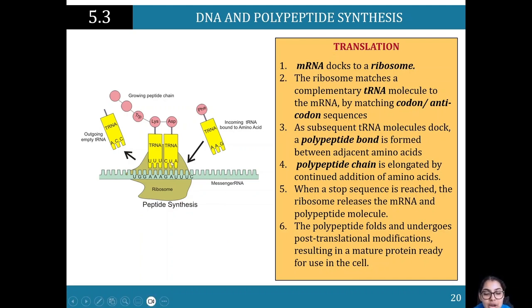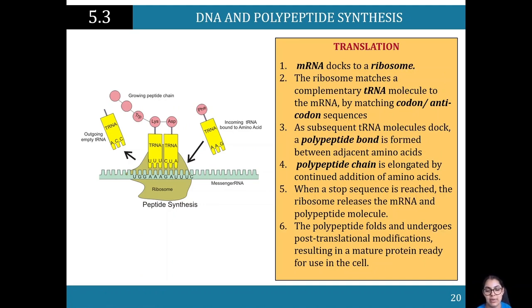And with each anticodon, we're going to produce a specific amino acid based on the sequence of the anticodon. So as each subsequent tRNA docks to the mRNA here, it's going to lead to a polypeptide bond. So it's bought an amino acid, it's going to dock. That other one's bought an amino acid and it's going to dock. And these amino acids are going to form bonds between them, and that's what we call a polypeptide bond. And a polypeptide chain is elongated by continued addition of amino acids.